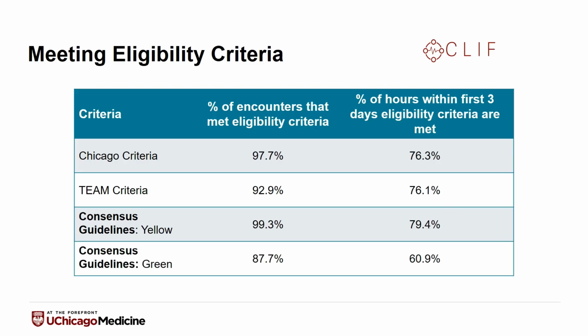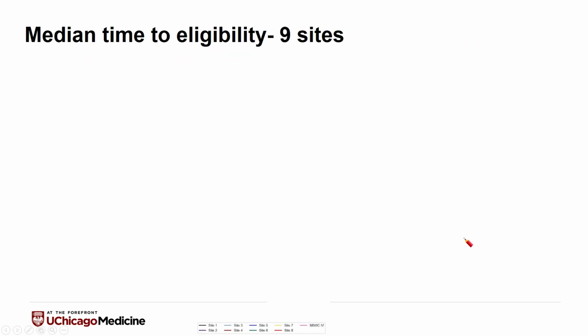Now, if you apply a more conservative approach to say, I only want everything to be green, the least risk for these patients, you're still at about 85% plus patients meeting those criteria, but you have fewer windows of opportunity to do so. So if you look at what is the average time with which a patient would meet eligibility from intubation to the different criteria.